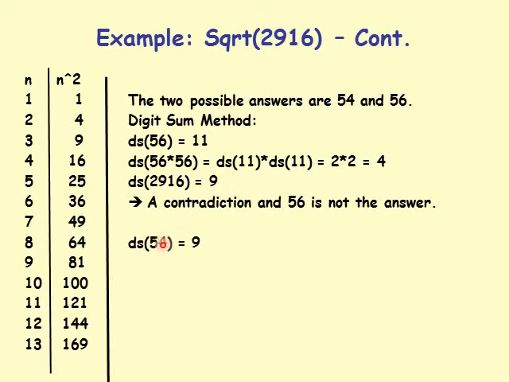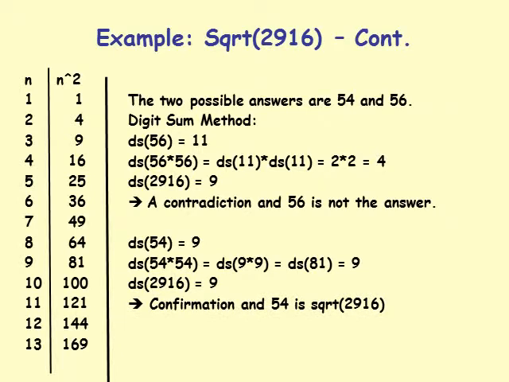The digit sum of 54 is 9, and the digit sum of 54 times 54 is also 9. So that's a confirmation here. So 54 is the answer. The digit sum of 2916 is also 9, so we have confirmation from the digit sums, and 54 is the square root of 2916.